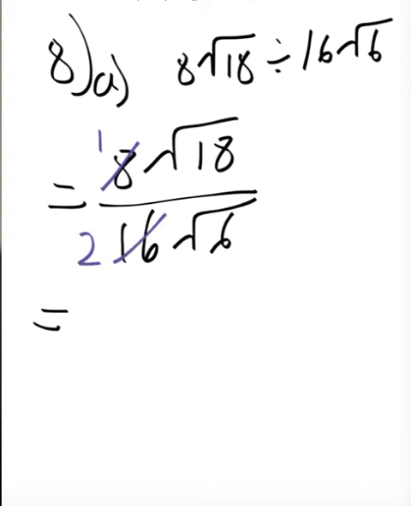And that's done. And now the same thing in here. I've got 18 and 6. The highest factor of 18 and 6 that I can think of is 6. So divide them both by 6. So 6 divided by 6 is 1. 18 divided by 6 is 3.